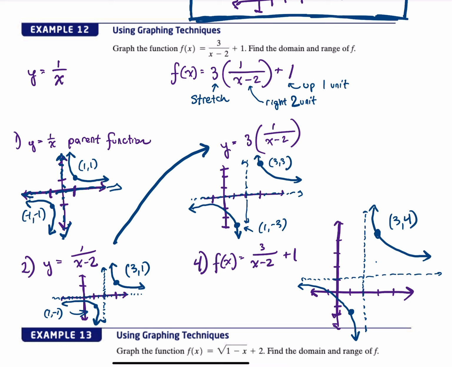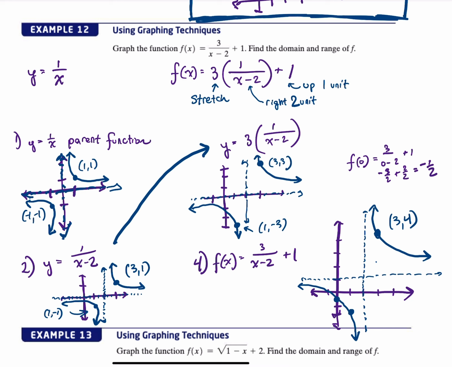Notice we have an x and y intercept. Just curious what those would be. Well, we can find the y-intercept by plugging in 0 for x. This would be 3 over 0 minus 2, plus 1. So negative 3 halves plus 2 halves, negative 1 half. And that looks pretty good. That's like, yeah, right in between. Negative 1 half.